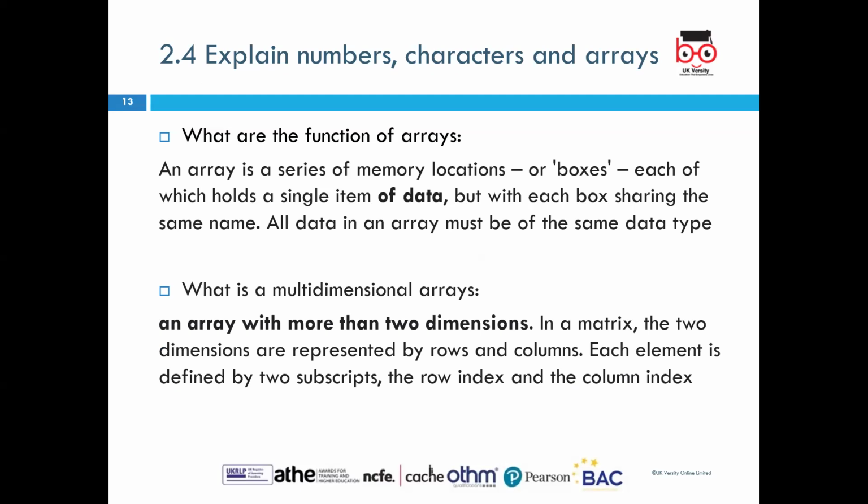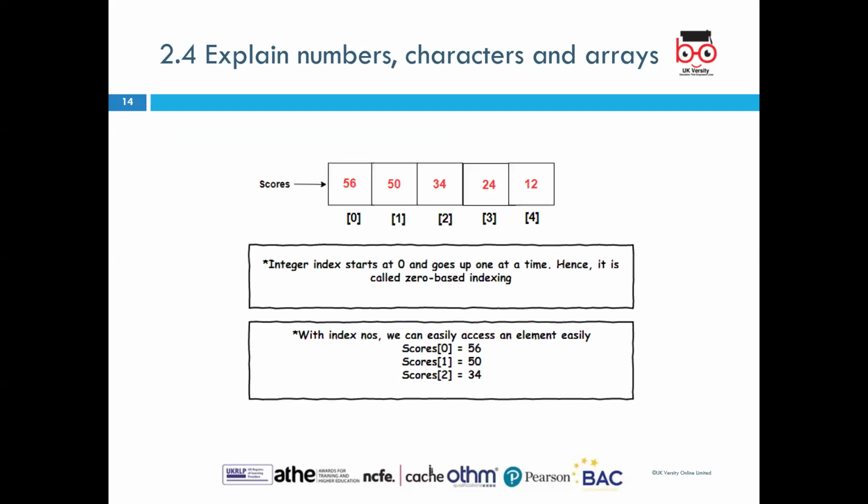Also, I mentioned arrays before. An array is a set of memory locations, for example boxes, each of which holds a single item of data, while all the boxes share the same name. Multidimensional arrays, which we can look at as matrices, are arrays of two dimensions. So we're going to have, for example, rows and columns. This is where we use multidimensional arrays.